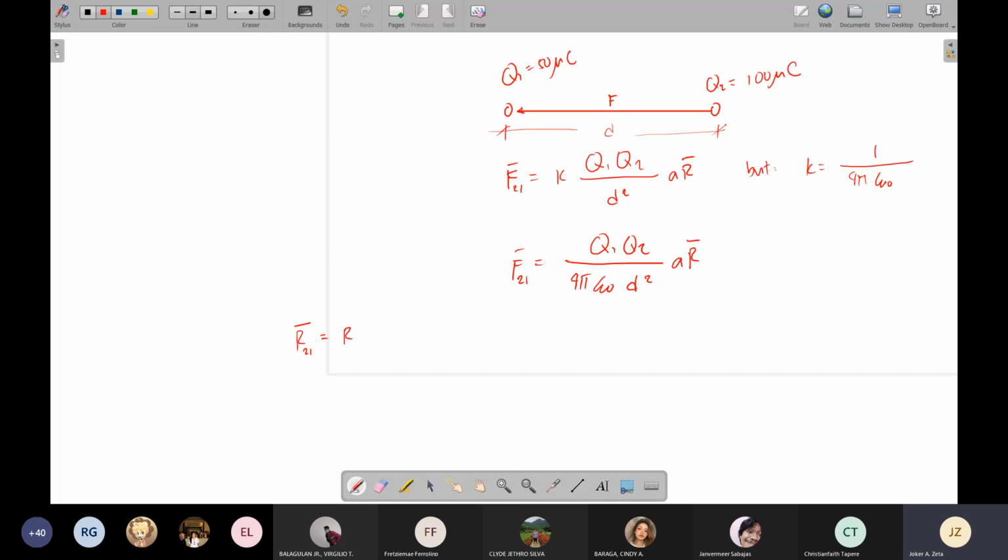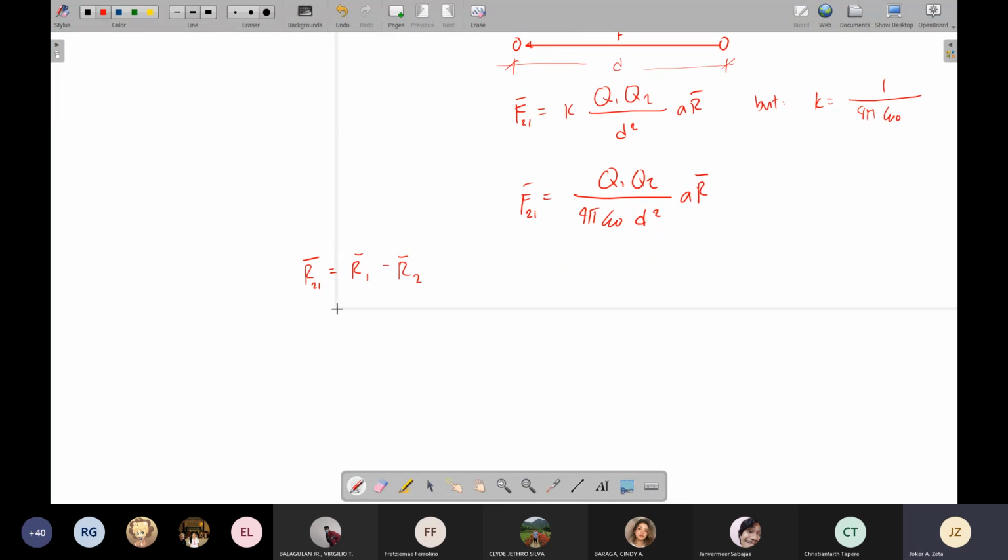That will just be vector r1 minus vector r2. So it is similar to the example I gave in the previous discussion. Now, for this one, the vector of point 1.